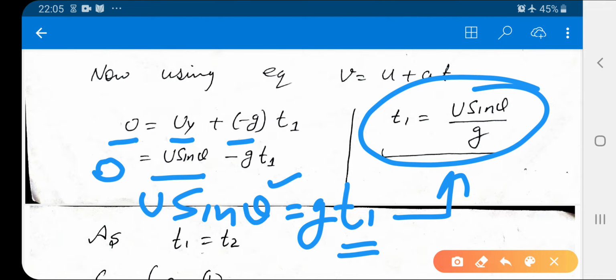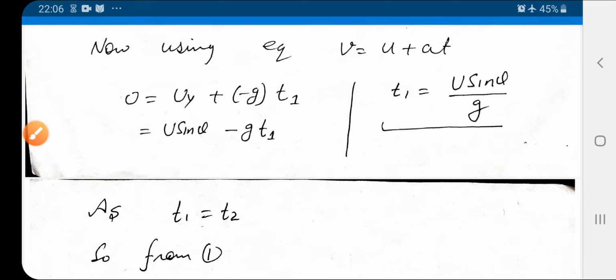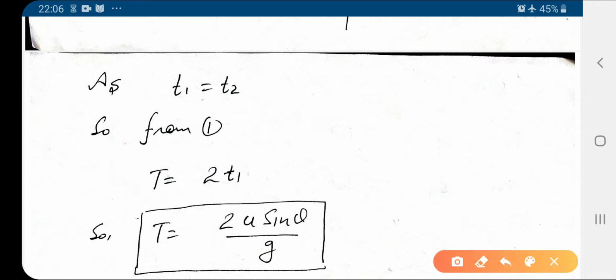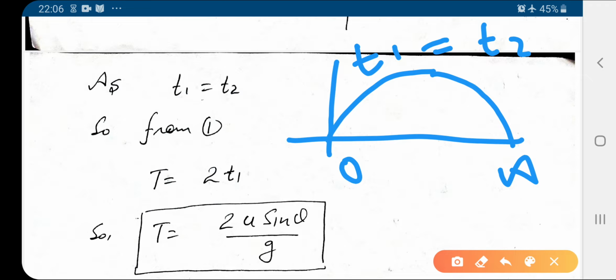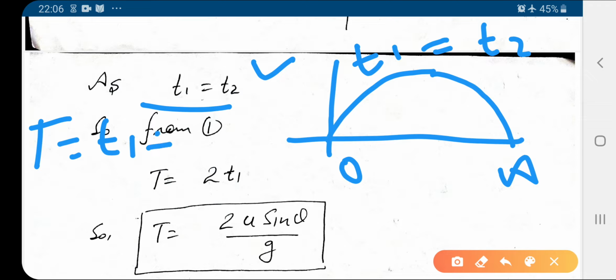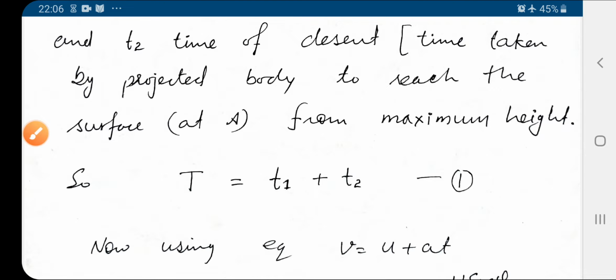Now as t2 is the time of descent, the time taken by the body to reach that maximum height is equal to the time taken by the body to come back from maximum height to the ground, say A. So t1 is equal to t2, so from 1, T is equal to t1 plus t2, that we see here. This is our first point.